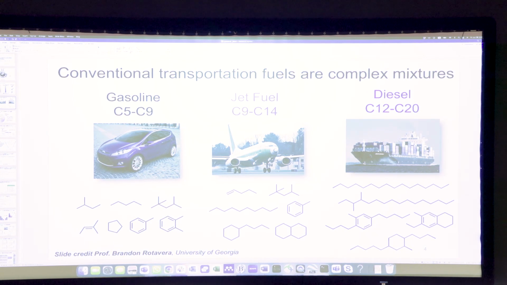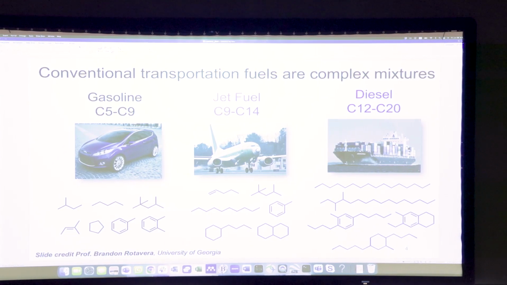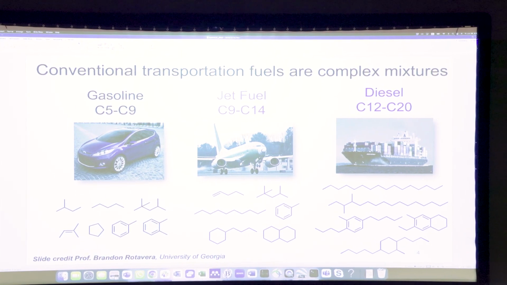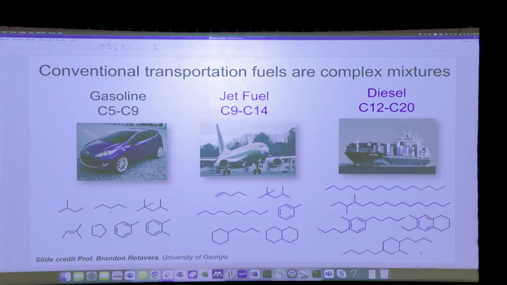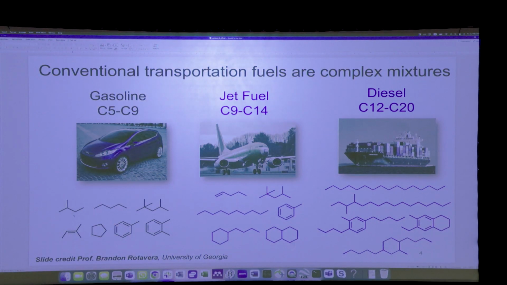So those real fuels we said are complex mixtures. And again, here we're looking at the types of hydrocarbons you might see in different types of fuels. So gasoline has C5 to C9. There are different types of linear alkanes and branched alkanes, kind of like the ones that we built the models for previously in this class.